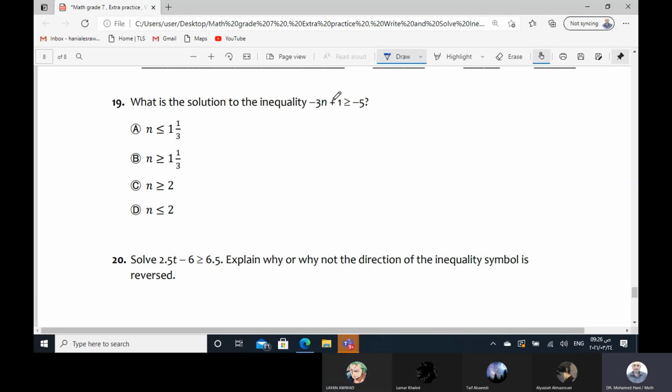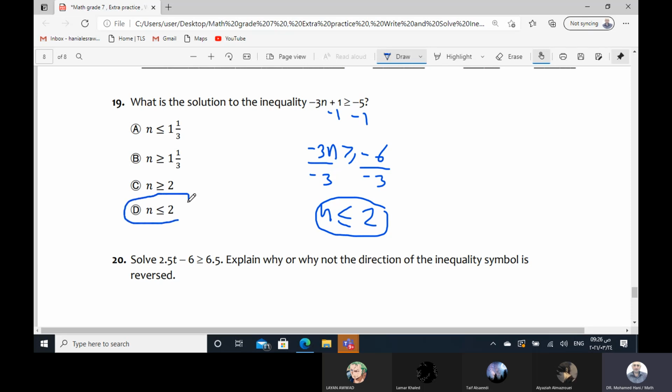The first step, try to remove plus 1. So subtract 1 from the two sides. Here we have now minus 3n. Plus 1 and minus 1 will be 0. Here we have greater than or equal to. Minus 5 and minus 1 will be minus 6. Then divide the two sides by the coefficient minus 3. Minus 3 divided by minus 3 will be 1n, which means we have n. Then change the direction because we divided by a negative number. Minus divided by minus will be positive. 6 divided by 3 will be 2. So n less than or equal to 2. So we can choose number D.